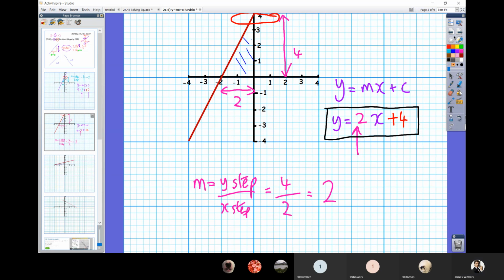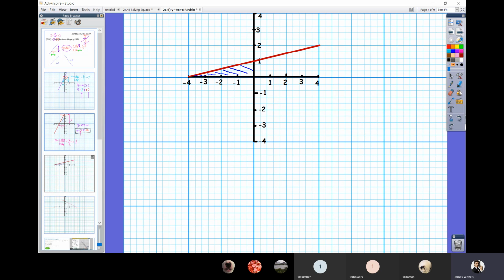Now I'm just going to speed this up a bit. Have a quick look at that and see if you can decide what you think the answer is going to be. Well, the plus c, where does that line cross the y-axis? It crosses at +1. And what is the slope? Well, the height of that triangle is 1, and the length of the base of that triangle is 4, so it's a quarter, 1/4. So the equation of this line is y equals a quarter x plus 1.